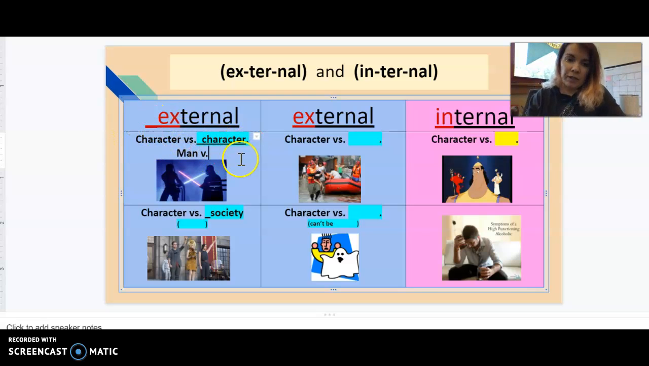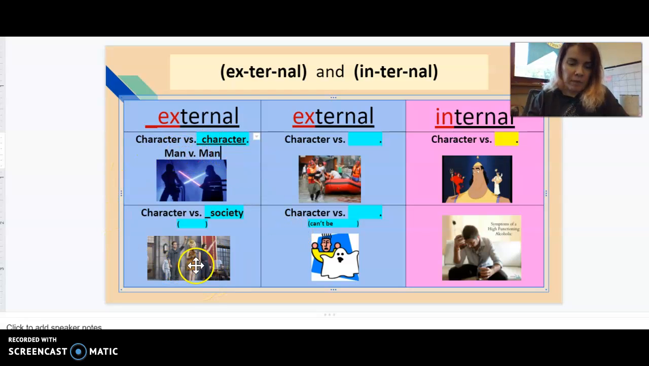Character versus character. Back in the olden days, it used to be called man versus man. And that is because the root word man literally means human, so it's like saying person versus person. But we don't use it much anymore because now man versus man means more like gender. And there's not just one gender that experiences the conflicts.